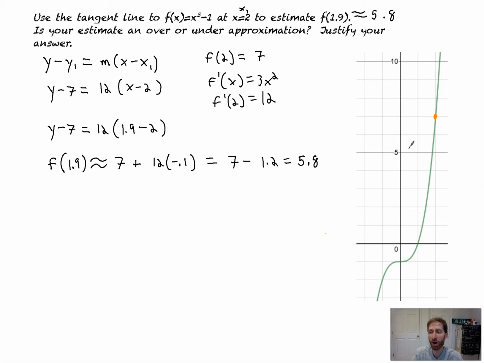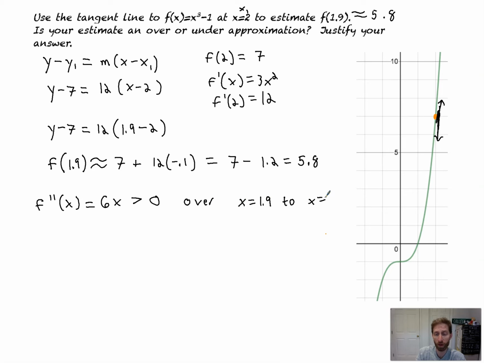Okay, so as far as our curve goes, we see that it's concave up just visually right here. So we know it's going to be an under approximation, but how do we justify it formally? Well, let's find the second derivative, because it asks whether your estimate is an over or under approximation. Since f double prime of x equals, taking the derivative, 6x, which is greater than 0 over x equals 1.9 to x equals 2.